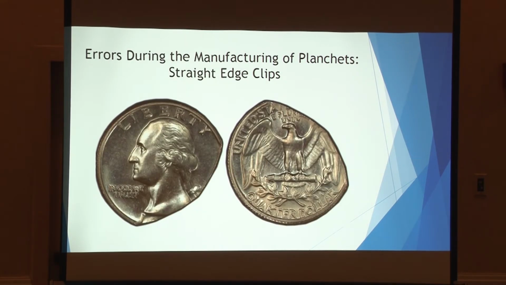This is a straight edge clip. What happens is if you have something that stamps out a planchet on the straight edge of the metal, whether it be the end or the side, when the coin is struck, it ends up being a straight edge. But in this case, the coin expanded to where the straightness is, so it has slight curvature, but it is a straight edge clip.